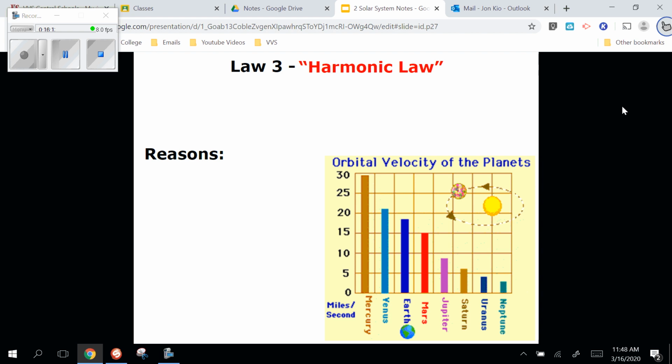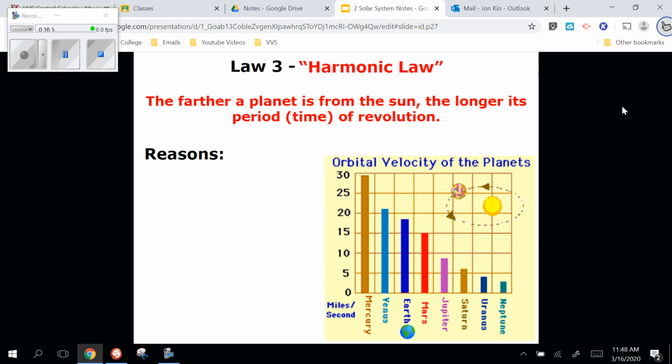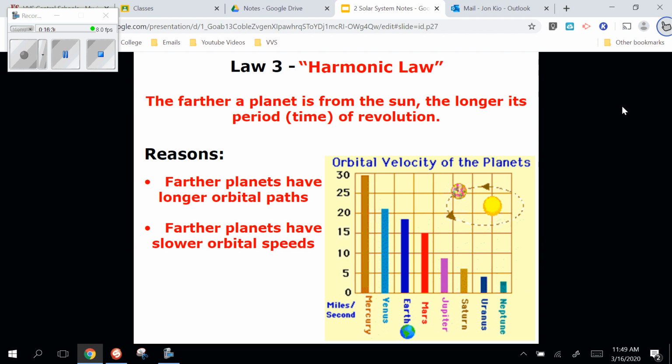Third law is called the Harmonic Law. It just means the further a planet is from the sun, the longer it takes to go around the sun. It's kind of a common sense thing. The further a planet is from the sun, it has a bigger path to travel. And because it's further from the sun, the gravitational pull is less, so the planet is moving slower in its orbit. So it has a bigger distance, and it's moving slower. It's going to take a lot longer.